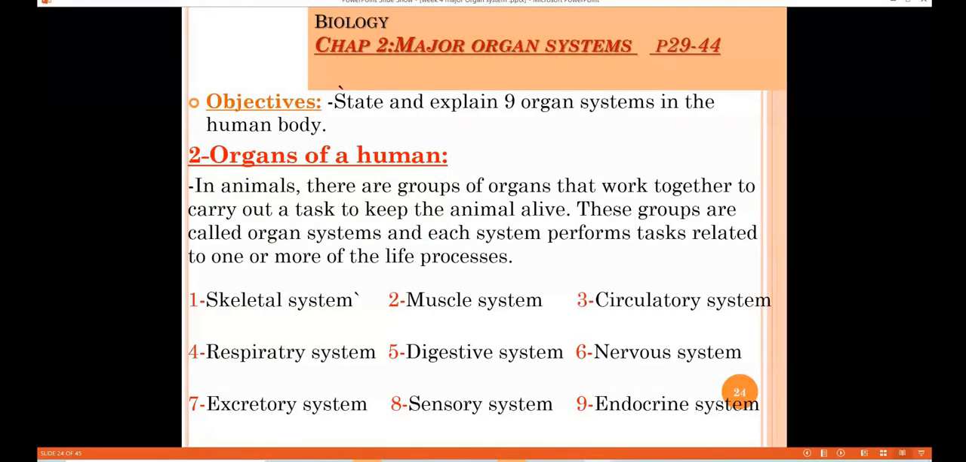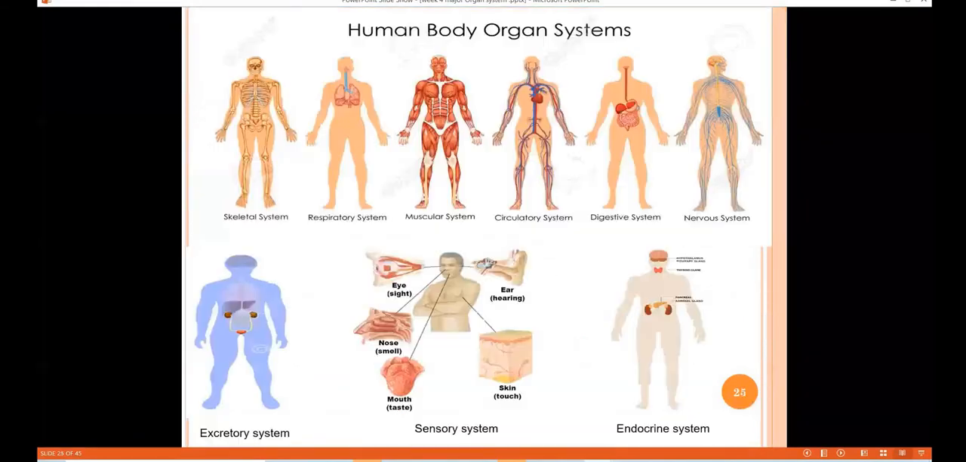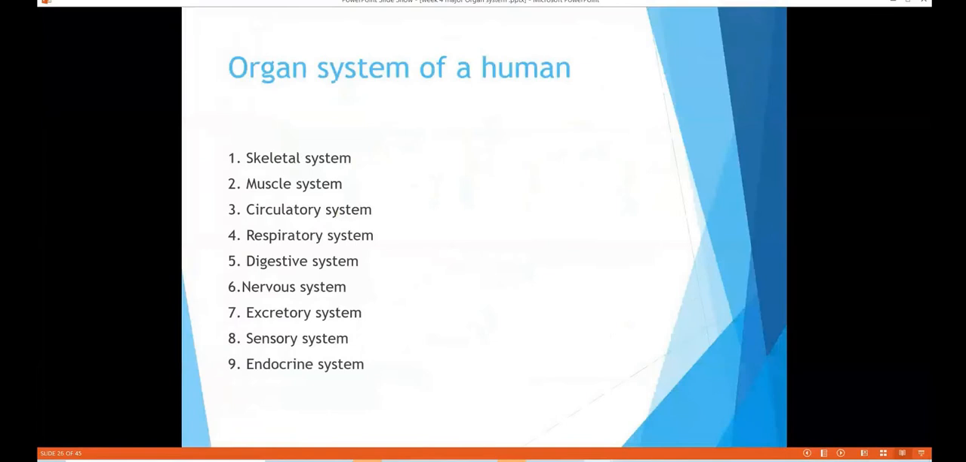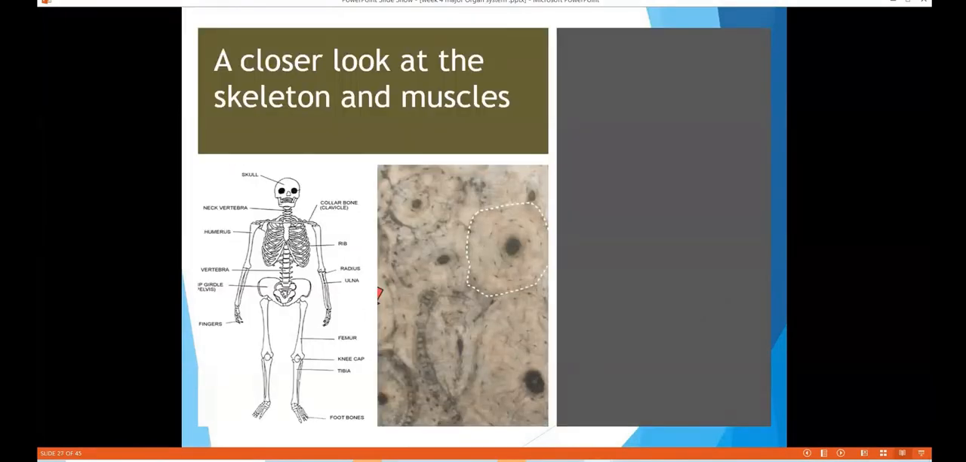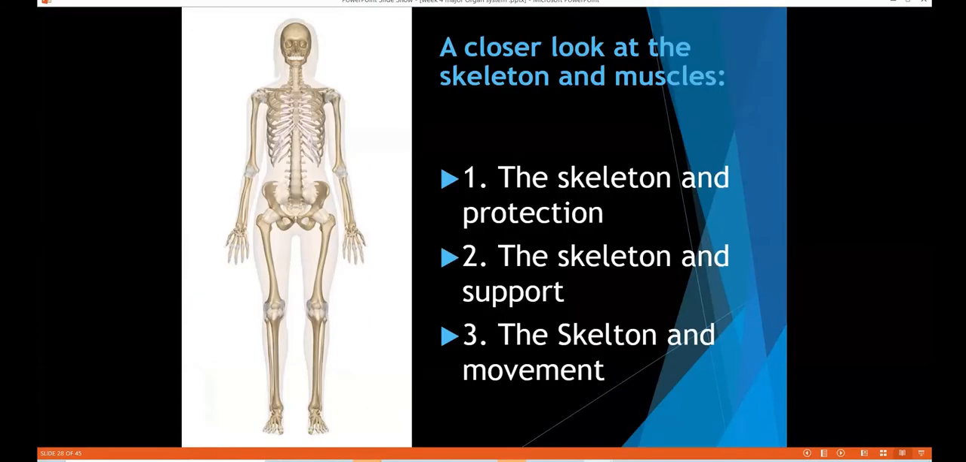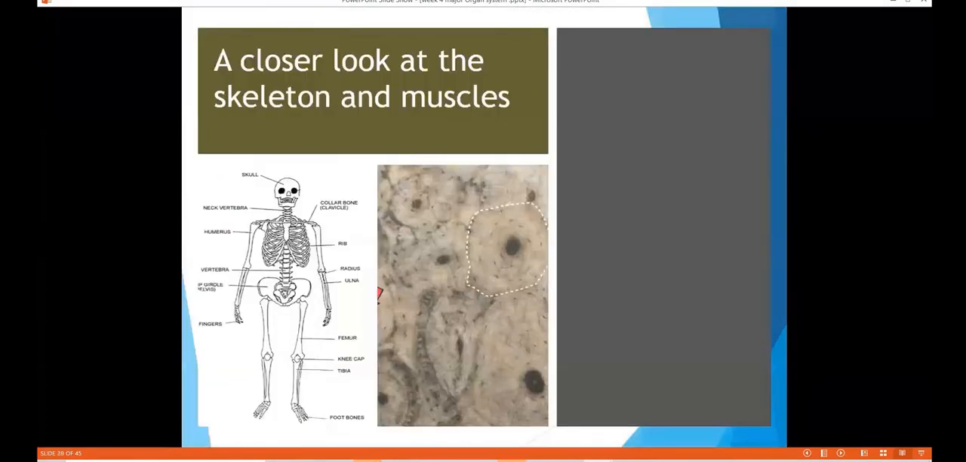Okay, the 9 systems which we are going to study are skeletal system, muscle system, circulatory system, respiratory, digestive, nervous, excretory, sensory, and endocrine system. These are the various systems which you can see on the slide. First, we are going to start with the skeletal system. Let me show you a very nice video about the skeletal system before we start.